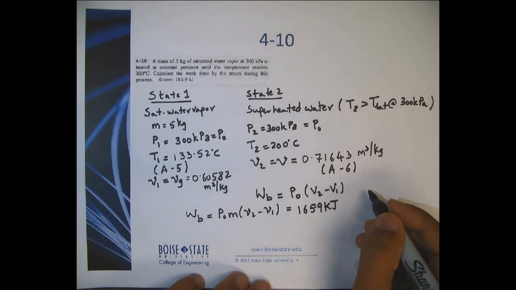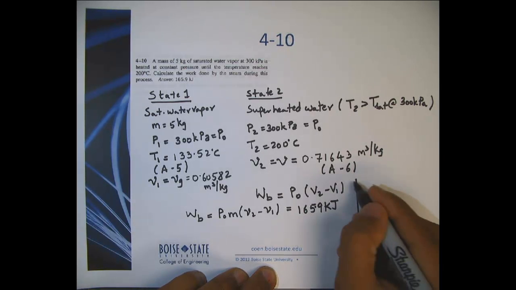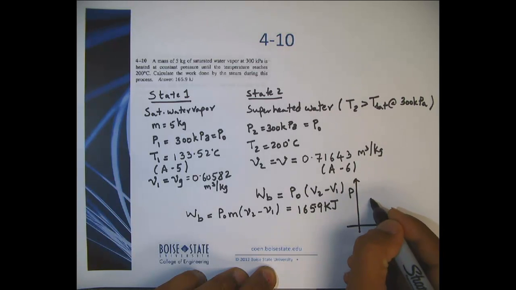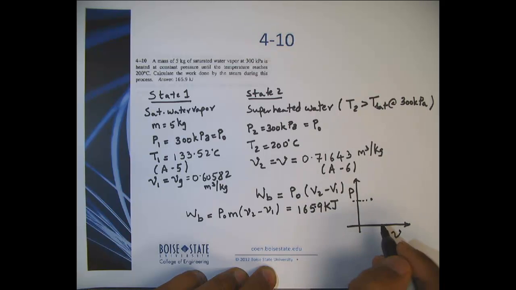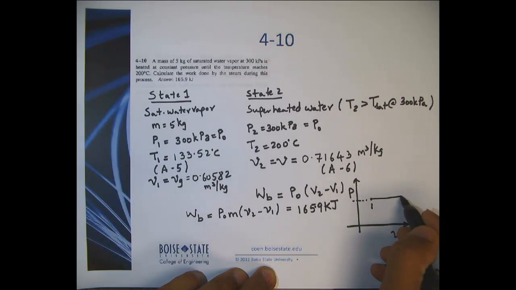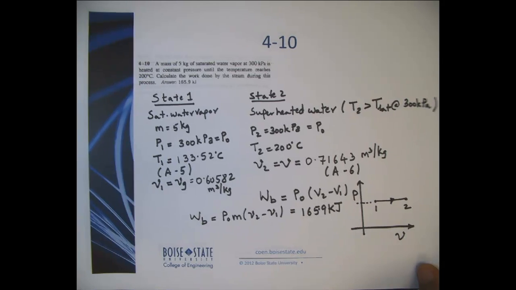So if you were to represent this on a PV diagram, let's say this is at 300 kilopascals. So this would be your state 1 for a specific volume at V1, and then you're going to state 2. So the process would be represented like this. Okay, now let's move on to another problem.